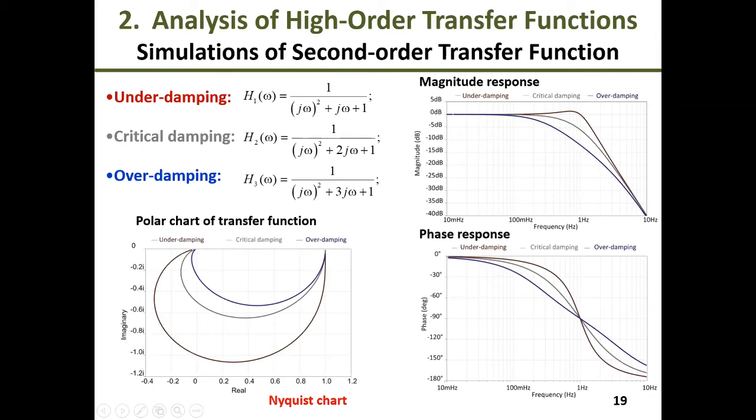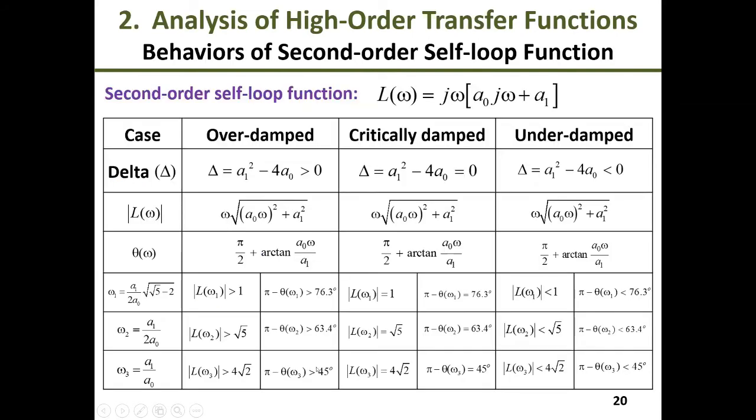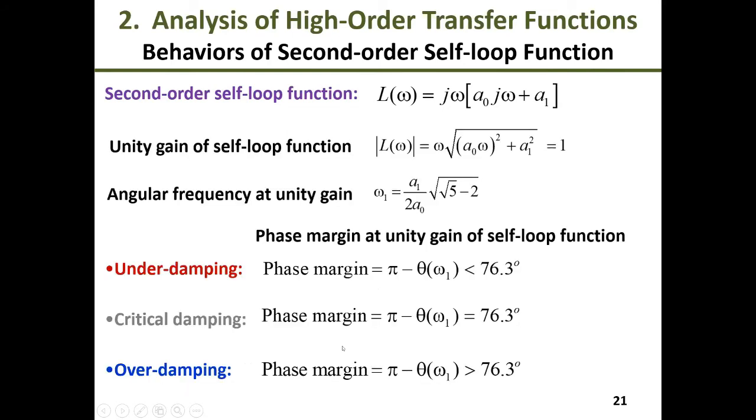And the conventional language can express the behavior of a transfer function. Next, let us show the summarized behavior of the second order loop gain function. And you can see that at the unity gain of the loop gain function, the phase margin is 76.3 degrees. In case of overdamping, the phase margin is greater than 76.3 degrees. In this case, the rising time is very slow.